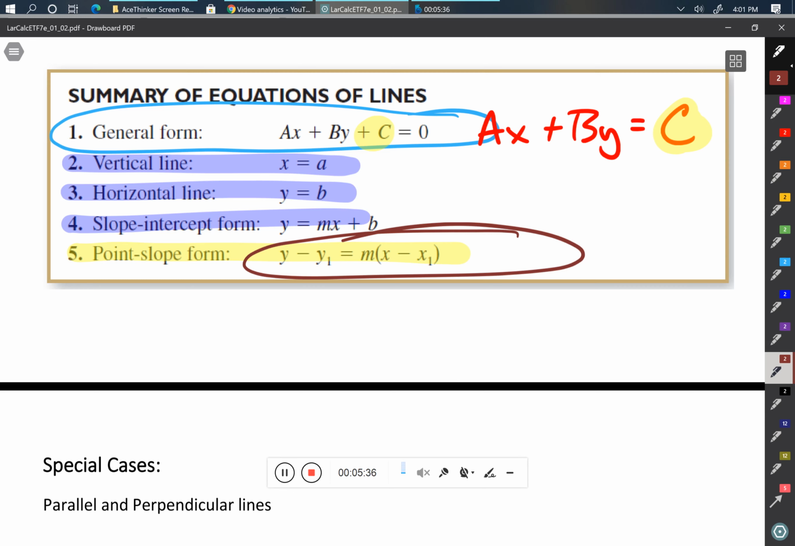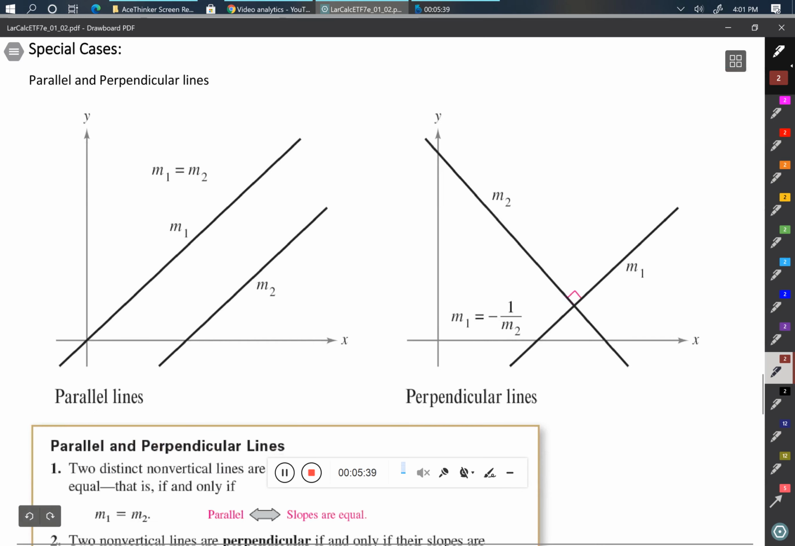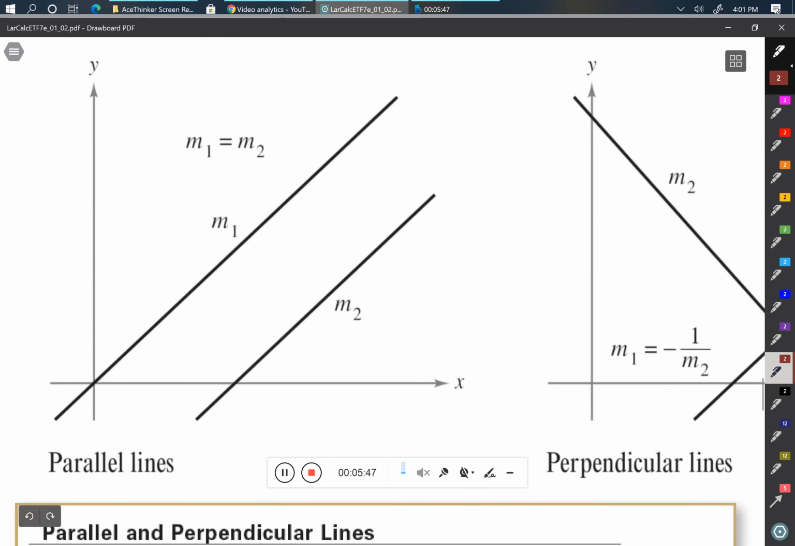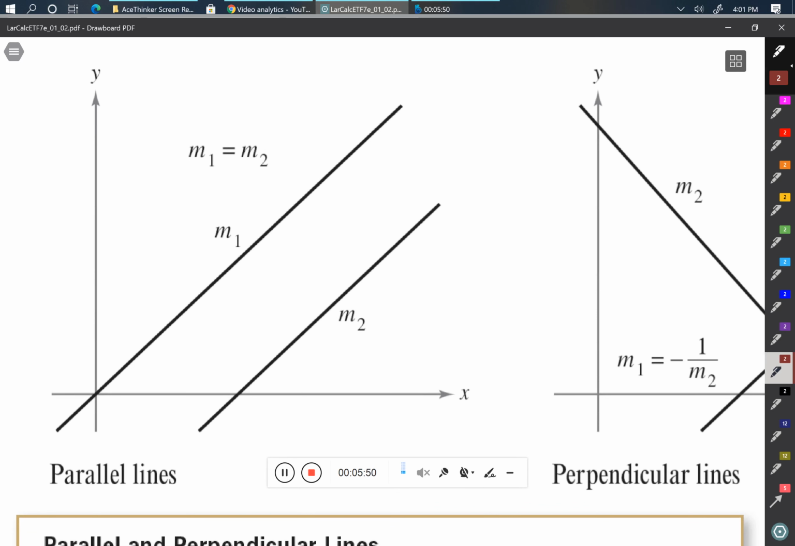All right, so let's take a look at a couple of special cases. Parallel and perpendicular lines. Now, there are geometric definitions and then there are algebraic definitions for parallel and perpendicular lines. Here I have an example of two parallel lines with slopes m sub 1 and m sub 2. Geometrically, the definition of parallel means they don't intersect. Algebraically, the definition of parallel means that the slopes are exactly the same. Right? Now, this picture happens to have both lines drawn having positive slopes. That's not to say they couldn't have negative slopes and still be parallel.